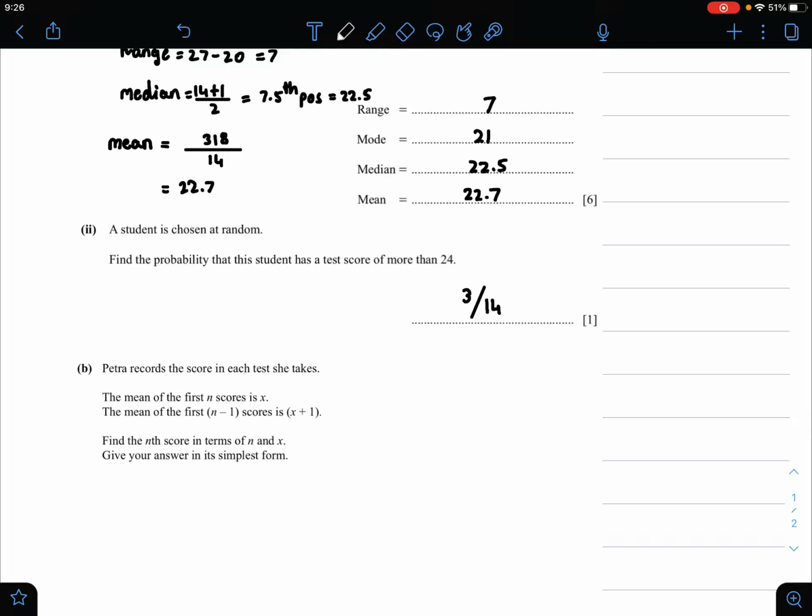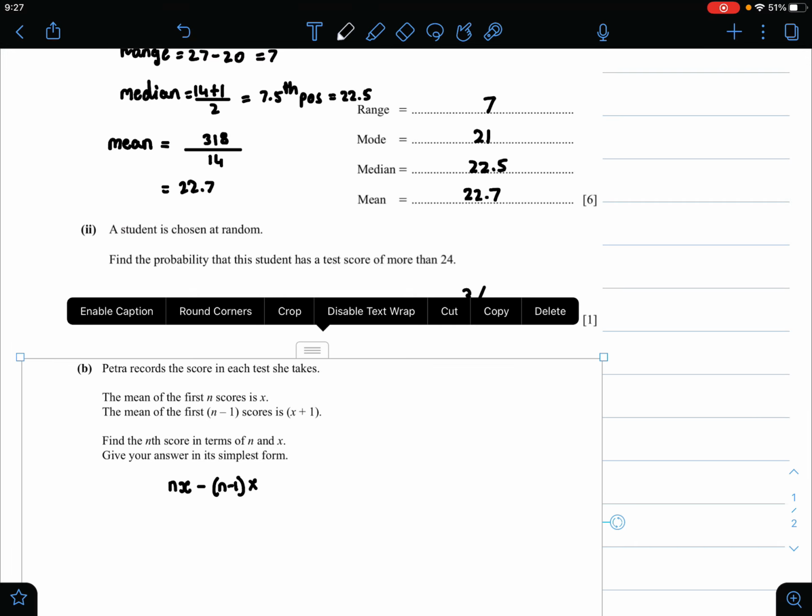The total would be the mean multiplied by the number of numbers in the list. The mean of the first n scores is x, so the total would be n multiplied by x, which is nx, minus, again we have to multiply the mean with the number of numbers, so that would be n minus 1 multiplied by x plus 1.